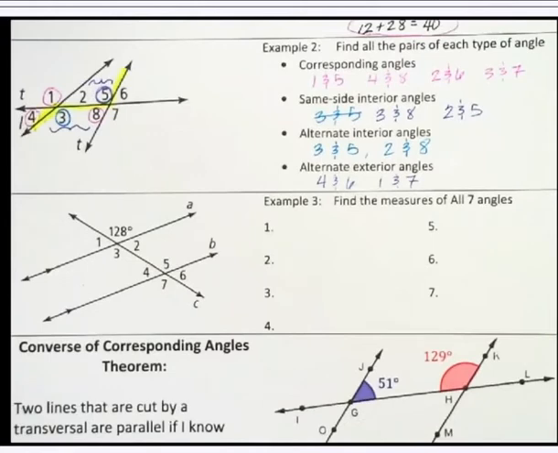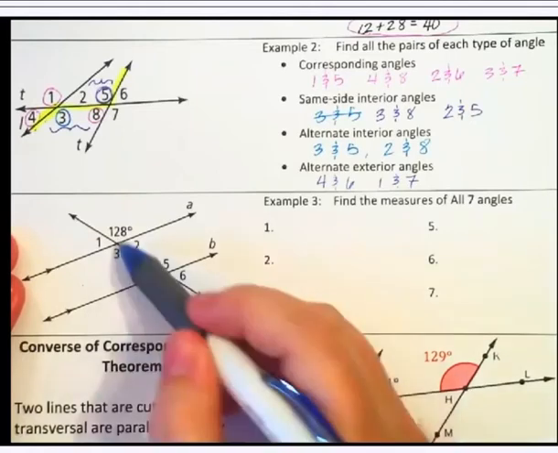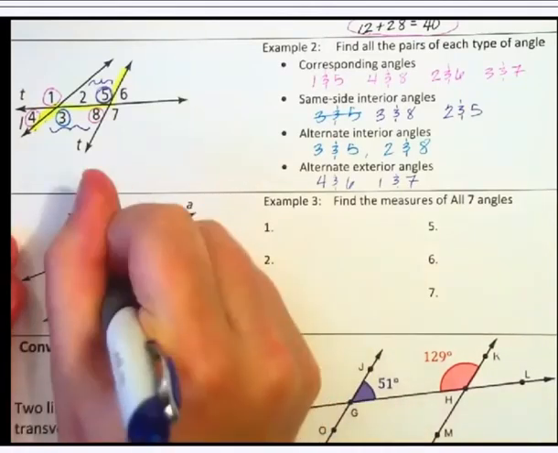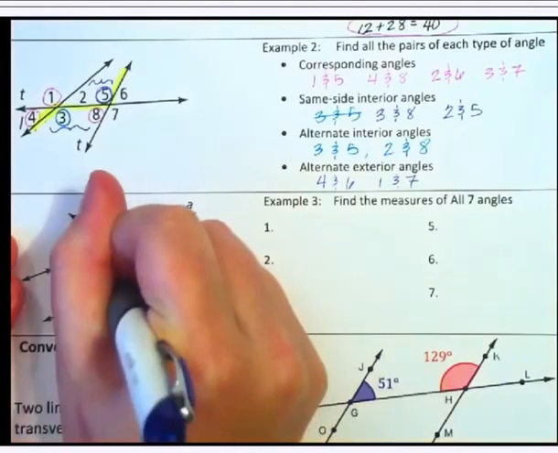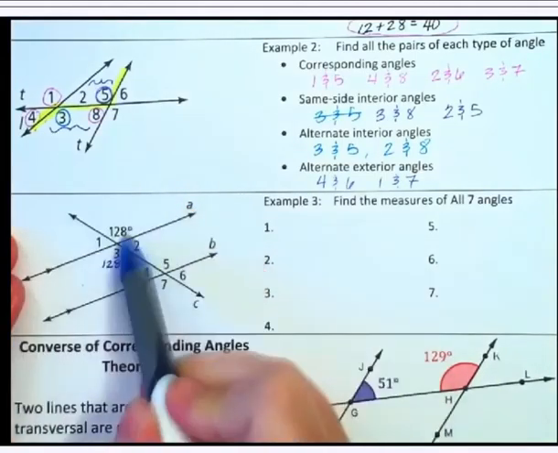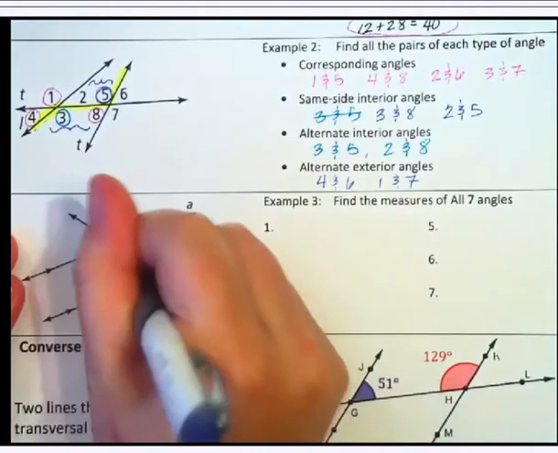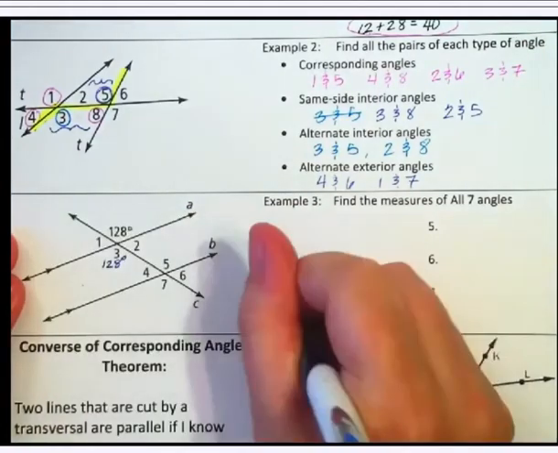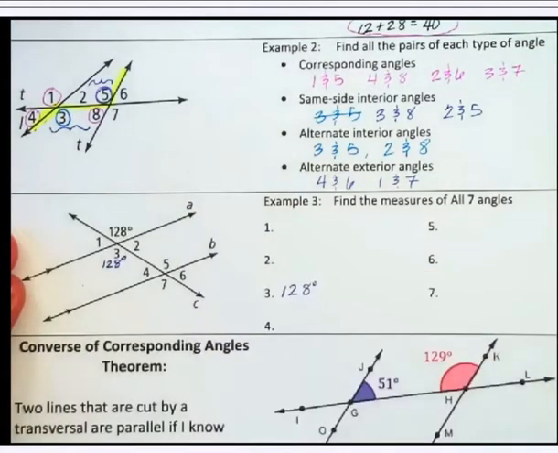Okay, so this is a little bit of bouncing around, okay, guys? I'm not going to go in order. I'm going to go with what I see first that requires the least amount of work. So I know that vertical angles are congruent. So angle 3 is vertical to that 128 degrees. So angle 3 equals 128 degrees.